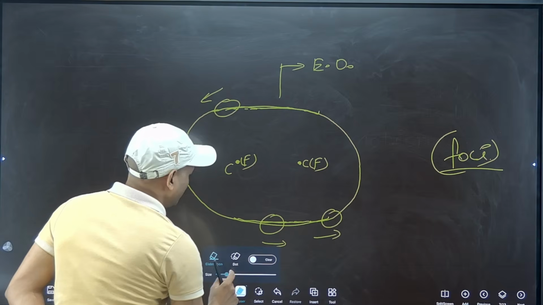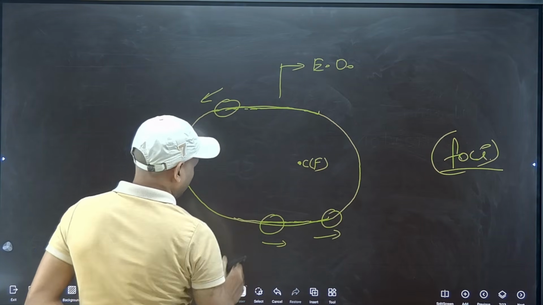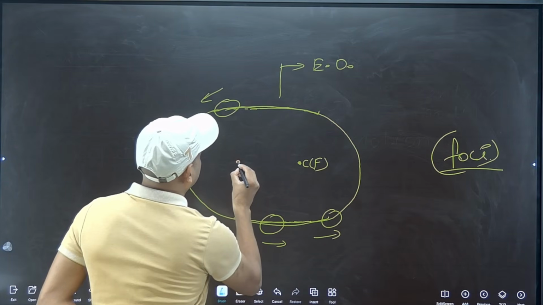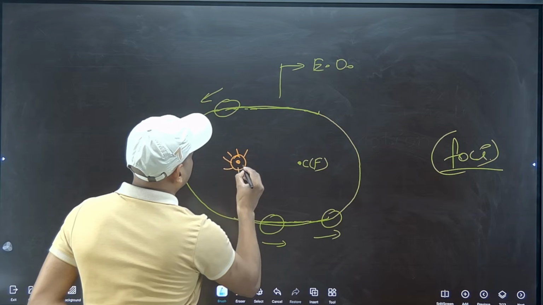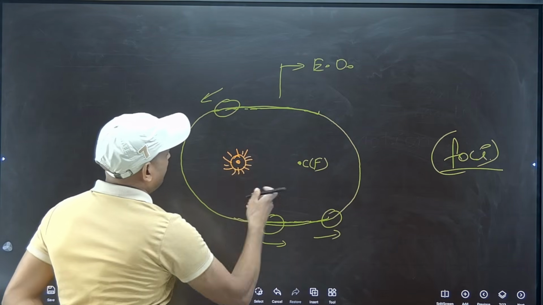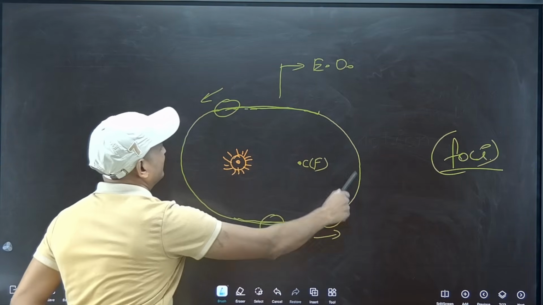This is the sun here. So the sun is at one of the foci of the elliptical orbit, and planets are revolving around the sun.